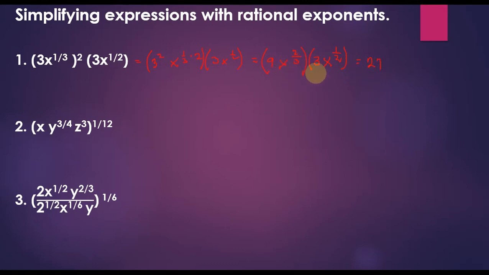Now we have here a similar base, which is x. Copy x and then add their exponents. 2/3 plus 1/2. In this case, the denominators are different, so these are dissimilar fractions. We need to make them similar by getting first the LCD. And 3 and 2 have an LCD which is 6.